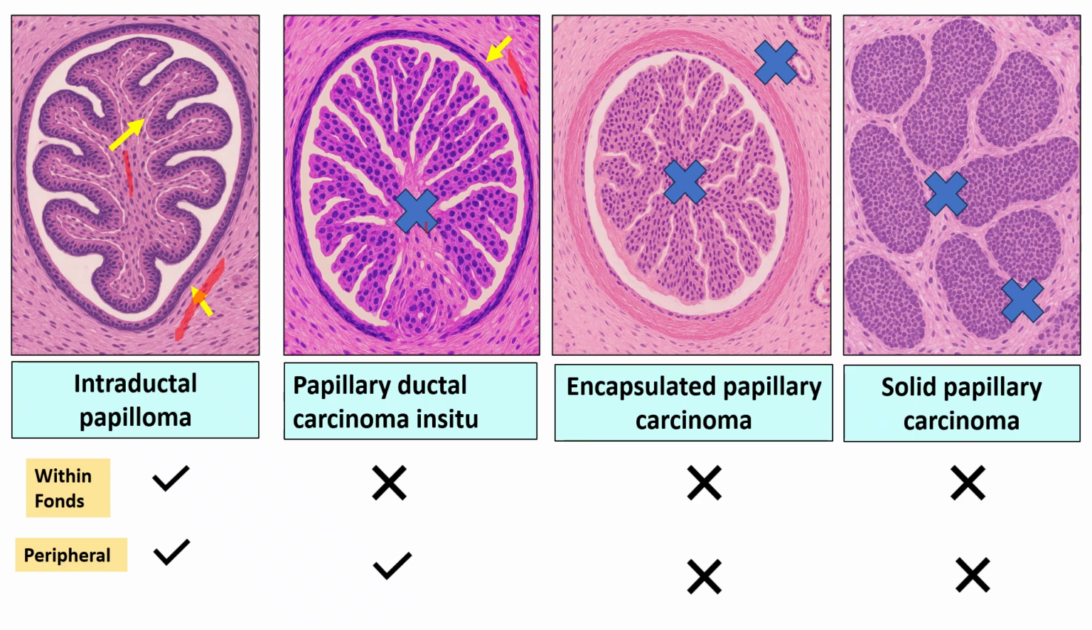It holds good for papillary ductal carcinoma in situ and also solid papillary carcinoma in situ. Coming to encapsulated papillary carcinoma, there will not be any myoepithelial cells in between the papillae and also at the periphery. But the characteristic feature of this is the presence of capsule, which is not present in any other papillary lesion. Solid papillary carcinoma, here also there will not be any myoepithelial cells in between the papillae and also at the periphery. Similarly, in invasive papillary carcinoma also, no myoepithelial cells within the papillae and also at the periphery.